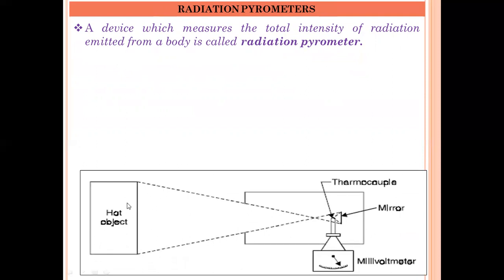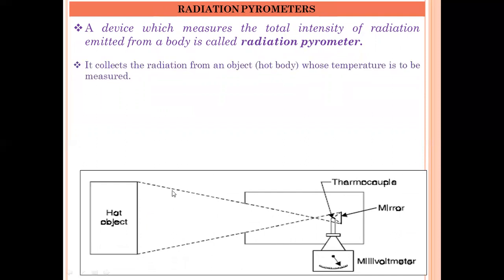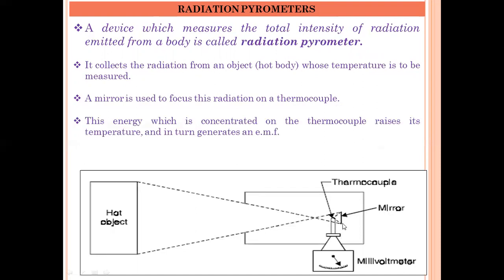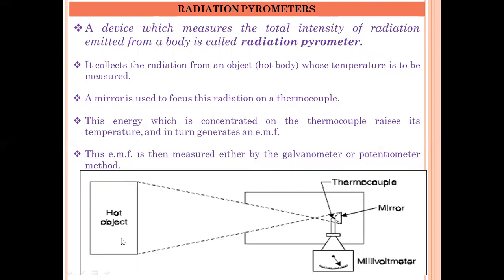Now if you want to measure the temperature of this hot object, the intensity of radiation from the object whose temperature is to be measured is collected and focused by a mirror onto the thermocouple. The energy concentrated on the thermocouple raises its temperature and generates an EMF, and this generated EMF is calibrated in the voltmeter or galvanometer, from which we can sense the temperature of this hot object.